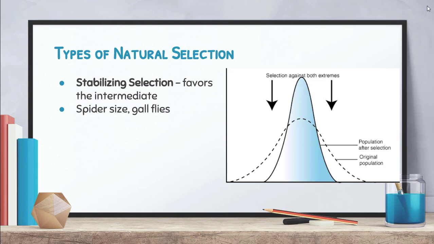Another example is stabilizing selection, and this favors the intermediate. That is, it favors those that are in the middle. One example would be spider size. Small spiders are so small that they don't have the ability to get the food that they need to survive. Large spiders are easily seen by predators, and as a result, they're the ones that are eaten. But spiders in the middle, that have that average size, are big enough to get the food they need to eat, and yet small enough that they're not going to be seen as easily by predators. So stabilizing selection favors the intermediate. They survive, reproduce, and pass those traits on to their offspring, resulting in a large amount of genes that favor the intermediate or middle.